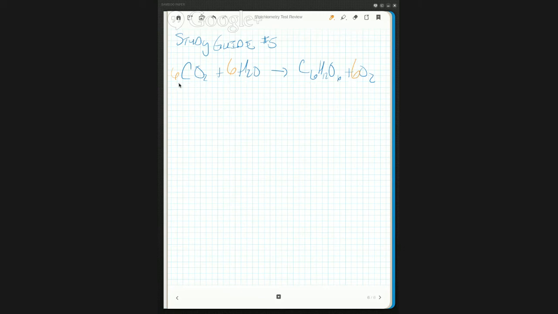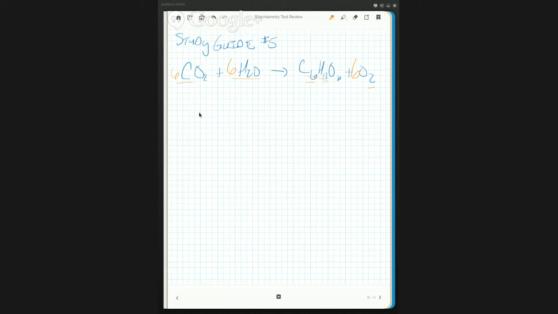Let's double check. 6 carbons, 6 carbons. 12 hydrogens, 12 hydrogens. 6 times 2 is 12. 12 plus 6 is 18. 6 plus 12 is 18. So we're good. Yay for us.